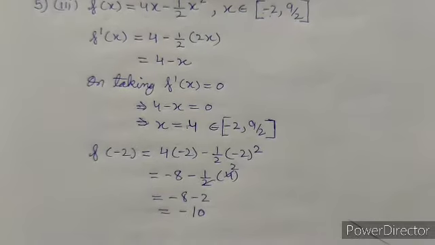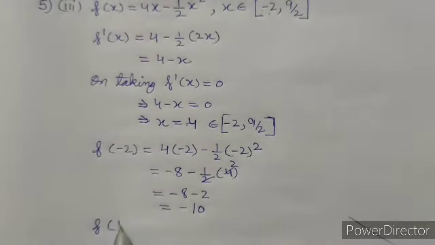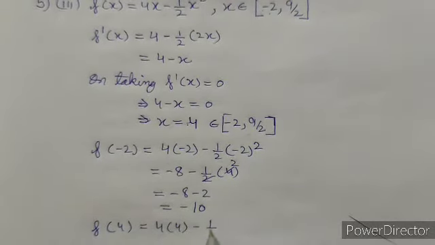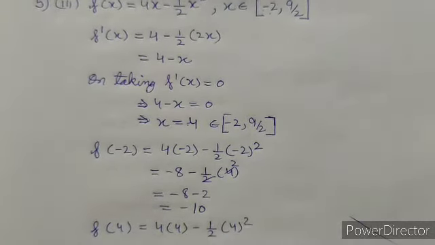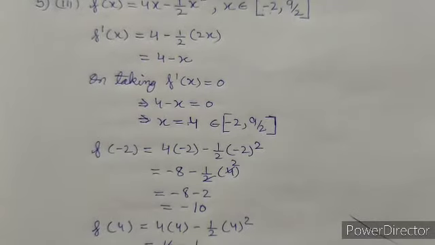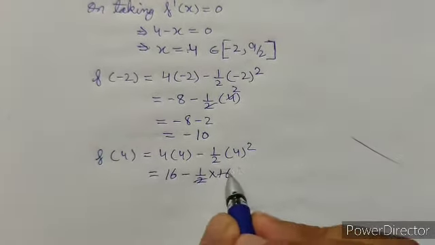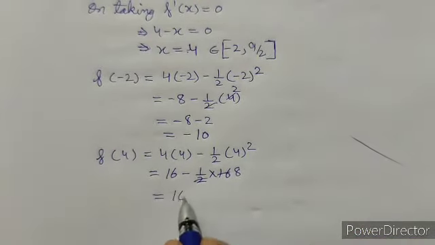Now f(4) will be equal to 4 into 4 minus 1/2 into 4 squared, and that will be 16 minus 1/2 into 16. 2 into 8 will be 16, and this will be 16 minus 8, equal to 8.